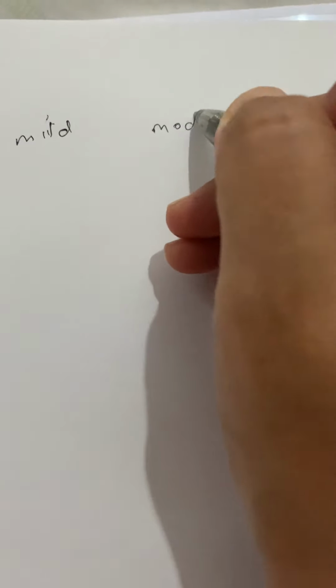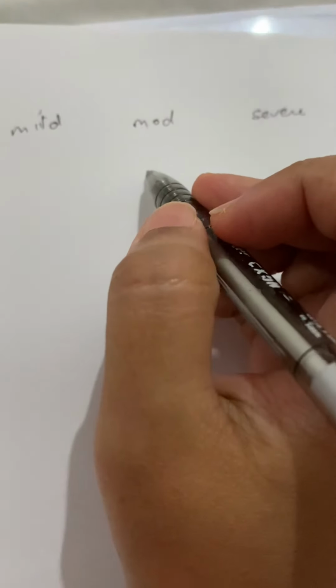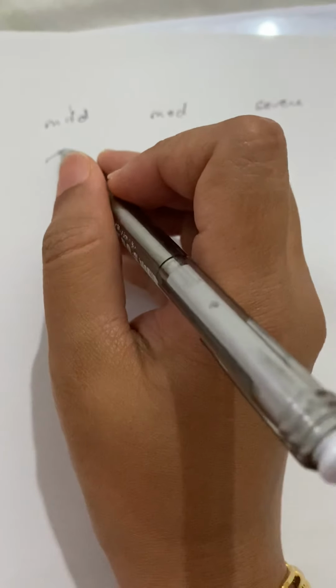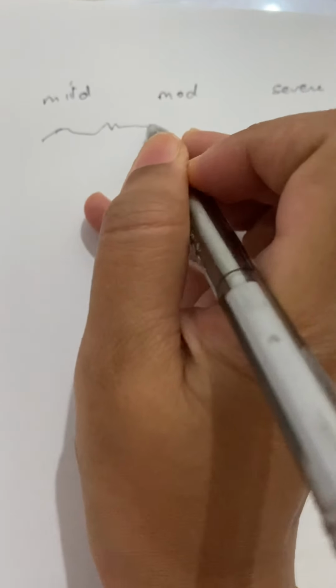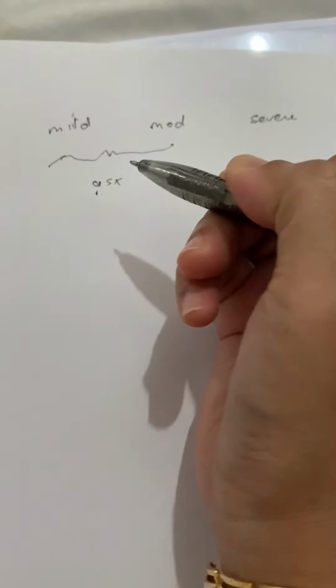Okay, I'll be talking about the symptoms of pulmonary stenosis. So we can divide into mild, moderate, and severe pulmonary stenosis. In mild to moderate pulmonary stenosis, usually the child will be asymptomatic.